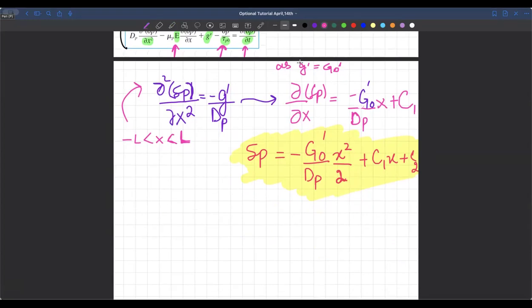Okay, then what else? Let's use a different color. Now the other two regions: from L to 3L, and the other one, negative L to negative 3L. Now for this one, the generation is already zero, right? I can do it here. This is zero, okay?